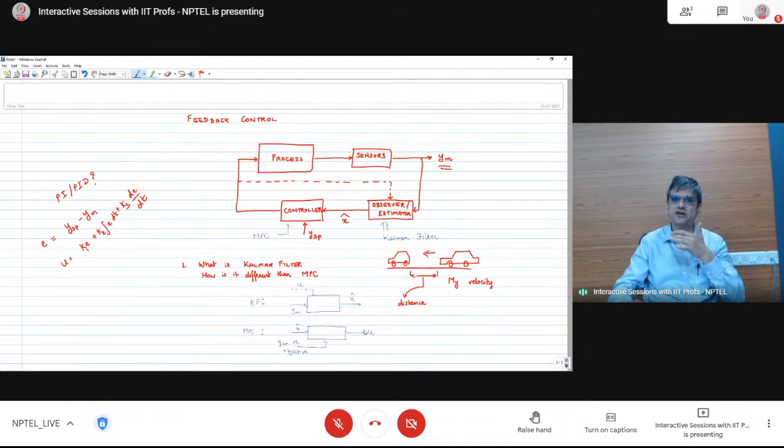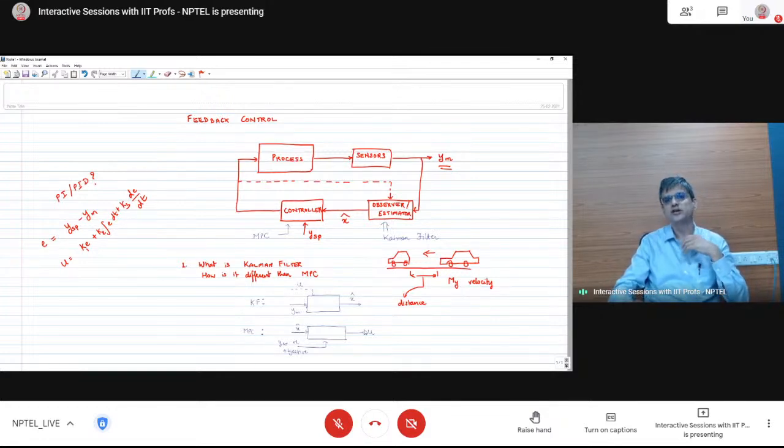MPC has a feed forward component. You can use the measured disturbance, and you can predict using the measured disturbance what the effect of the disturbance in the future would be, and therefore take corrective actions a priori. That is similar to the feed forward control concept that you would have studied in your undergraduate.